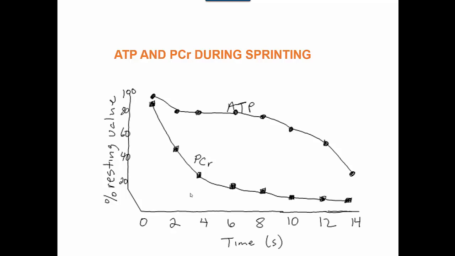That wraps up the ATP phosphocreatine system. In the next section, we're going to look at the glycolytic system. In the glycolytic system is where we use carbohydrate. We start using our macronutrients for fuel. So we'll see you in the next section.